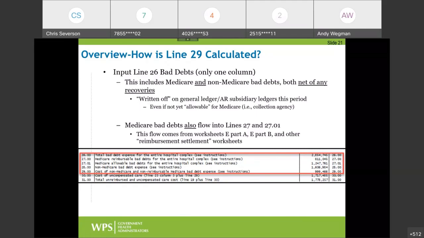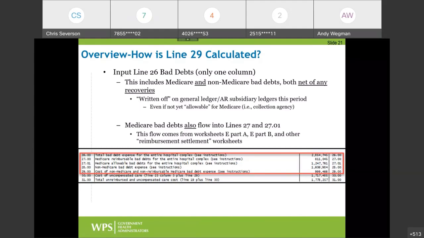Now, what I mean by that is that the reason we had to bring in Medicare numbers right here, even though they should have already been included, or most of them at least, in line 26, is to give the cost report an idea of how much of this 2.8 million was non-Medicare. So the idea is 2.8 million, and hey, apparently 1.2 million was already reported in total on E-Part A, for example.